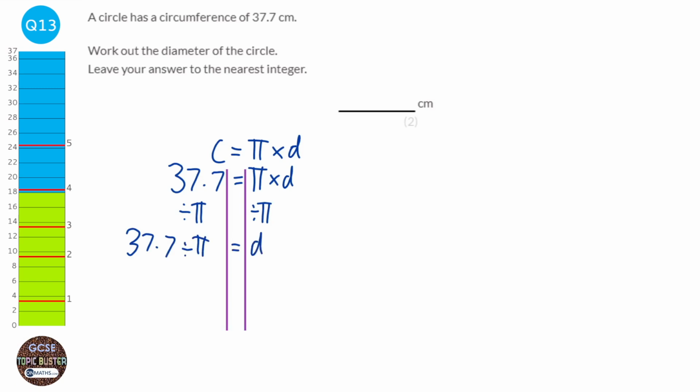And so that is, when you round, 12.00... Round to the nearest integer, that would be 12 centimeters. And we can check it by typing in 12 times pi, and we get what would round to 37.7.